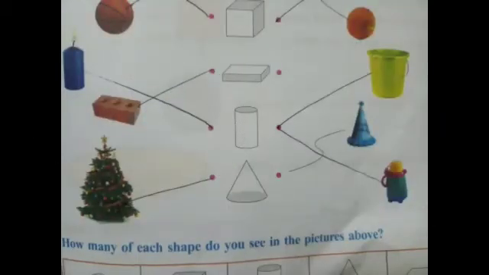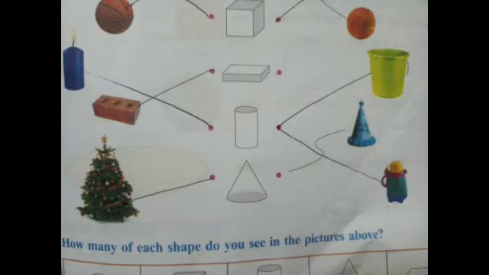Coming to the next picture, on the left side we have a candle, bricks and one Christmas tree. And on the right side we have a bucket, a birthday cap and a water bottle. The candle, the bucket and the water bottle are in the cylinder shape. Bricks are in the cuboid shape, and the birthday cone as well as the Christmas tree are both in the shape of a cone. Similarly, you can complete the whole page.